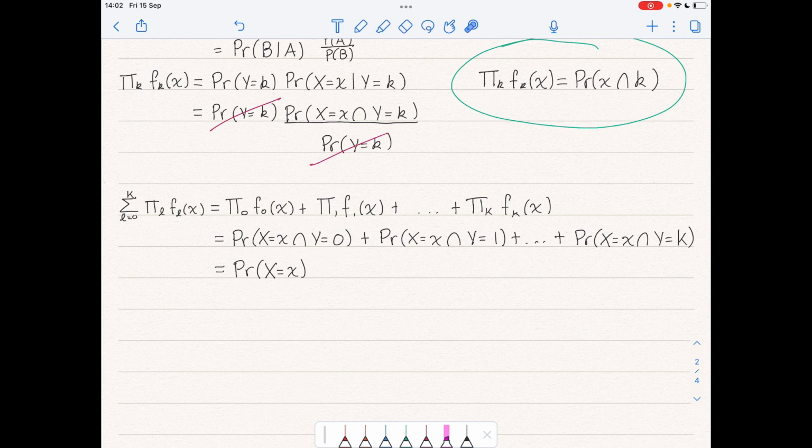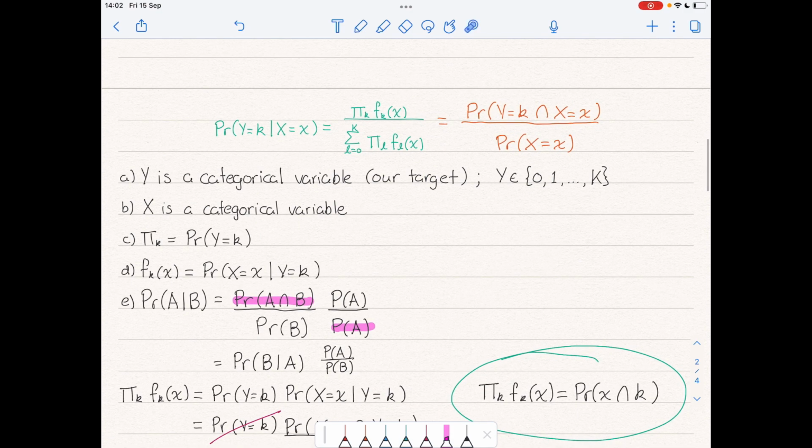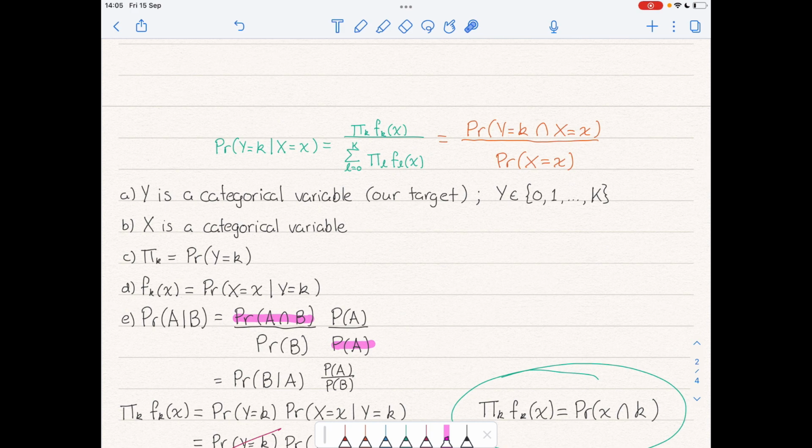So combining these two results, we can see that this thing up here is equal to the intersection that y equals k and x equals x. And this thing at the bottom is equal to just the unconditional probability that x equals x. Okay, so that is how you use Bayes' theorem to get to this result. And I'll try to reiterate super quick why this is important.